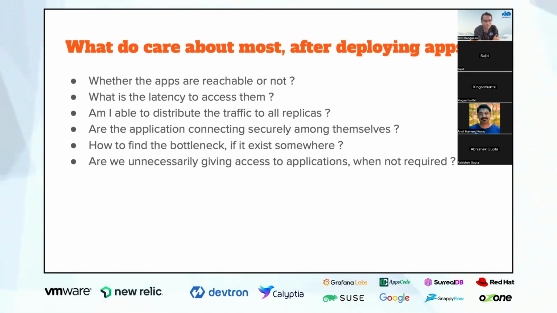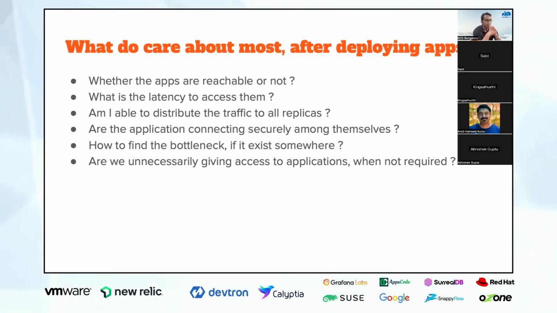So when you deploy your applications, you would worry as an SRE or DevOps engineer. You want to make sure that your applications are available all the time. You have no latency to access them. My website is very fast for my customers. Am I able to distribute my traffic to all the replicas? If you have 10 replicas of your app, you want the traffic to go across all of them in a way that not one of the pods is getting all the traffic from my customers.